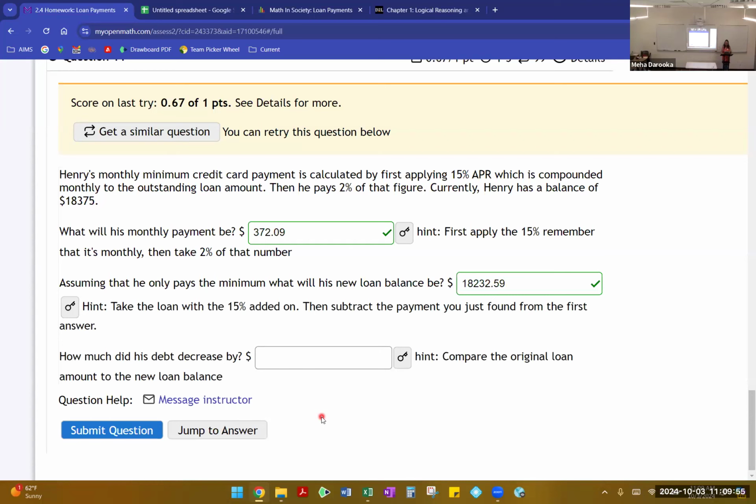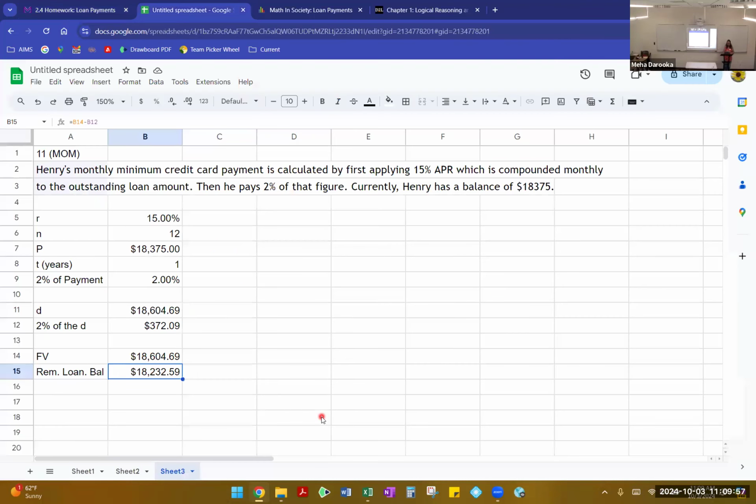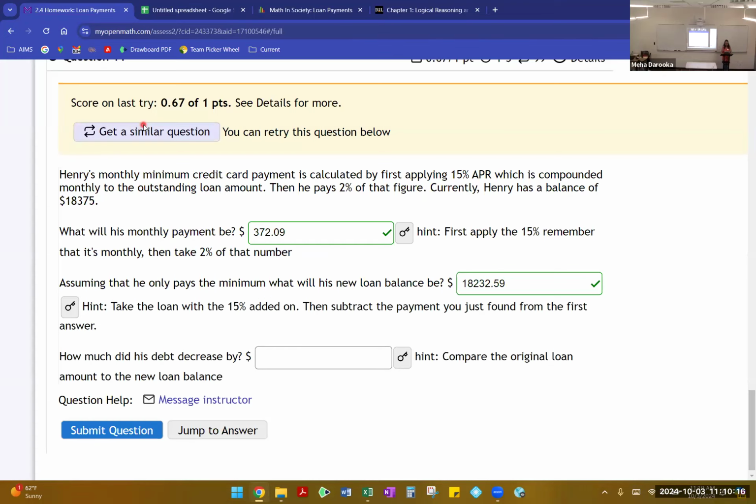All right, so that's what you're doing. Which means you could have technically done that with these two numbers here also. So subtracting the 18,604.69 with the 372.09 to come up with your remaining loan balance. And then let's see what's the last one.